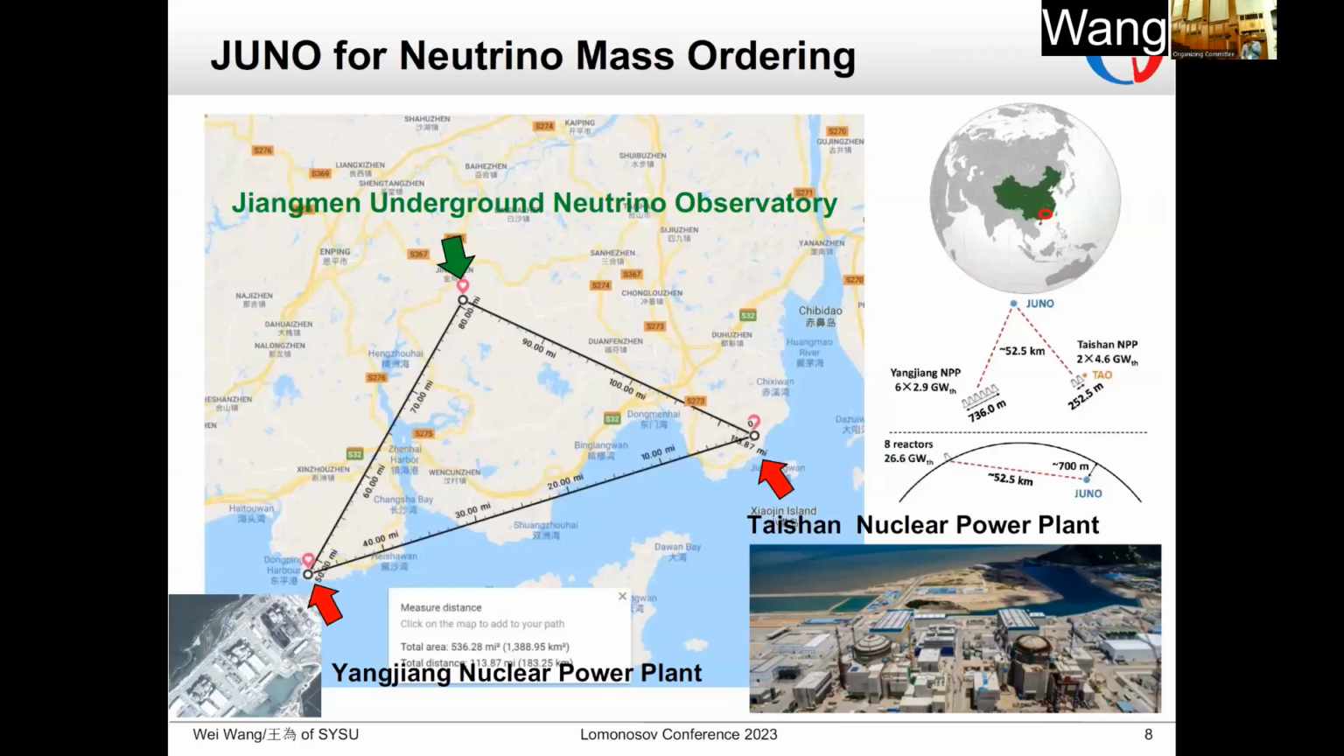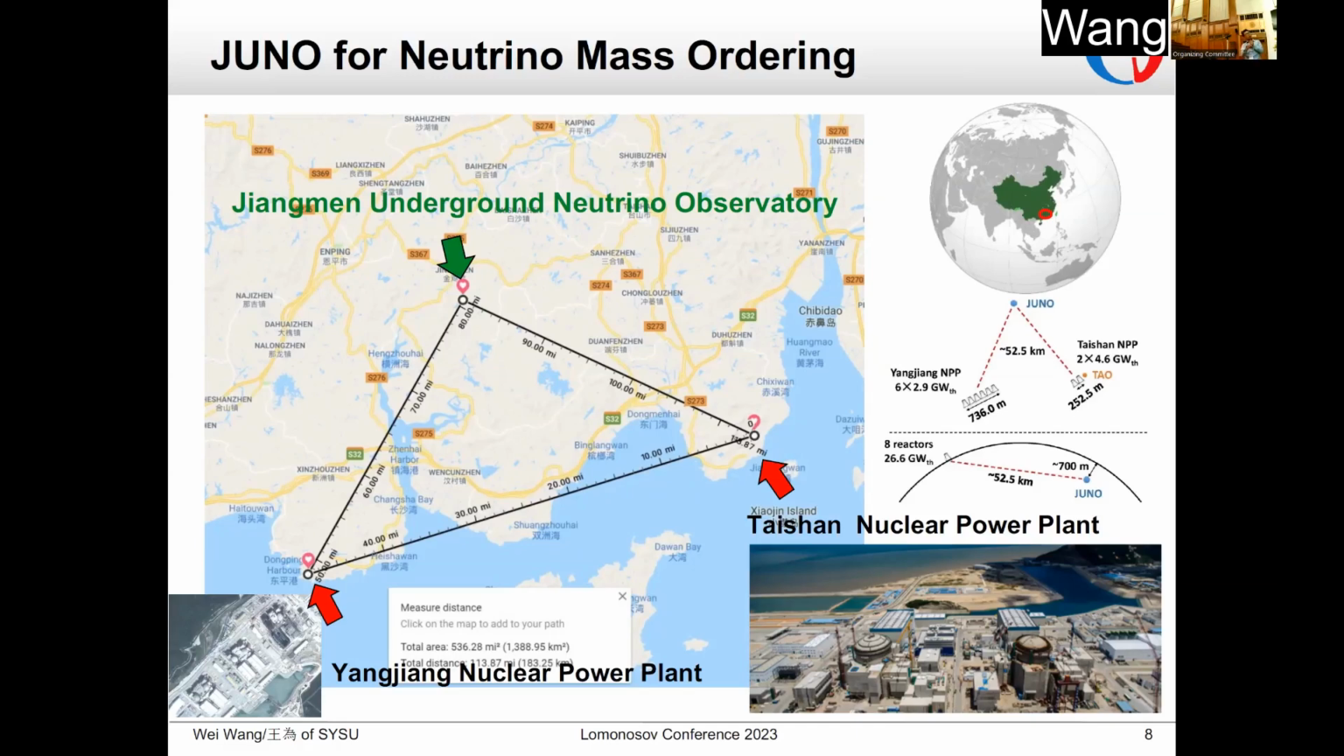So this is the principle of this group of people, this is the JUNO experiment. We are using the Yangjiang reactor power plant and the Taishan power plant in southern China. So this is the globe, and this is the Chinese map, and this is where we are, southern China.